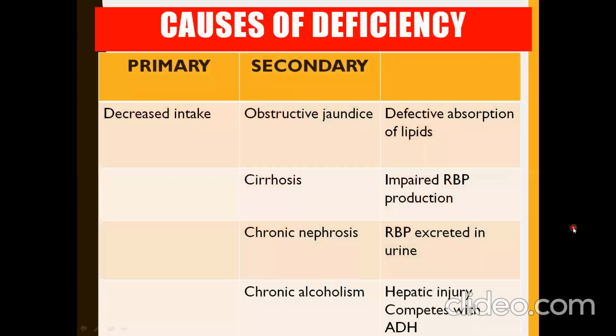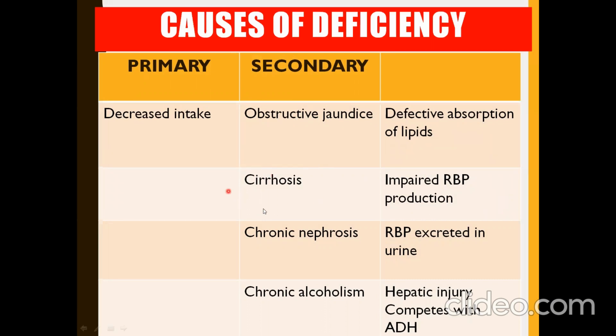Next, we will see about the causes for the deficiency. It is classified as a primary cause and a secondary cause. The primary cause is due to decreased intake of vitamin A, while the secondary causes are so many. It is due to obstructive jaundice. In obstructive jaundice, there is defective absorption of lipids. Usually the fat soluble vitamins, including vitamin A, get absorbed along with bile salts, right? So in case of obstructive jaundice, there is defective absorption of the lipids.